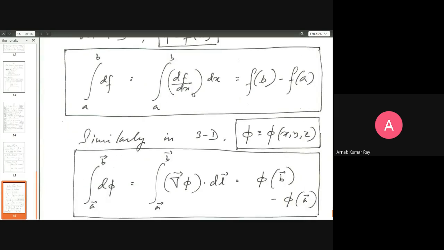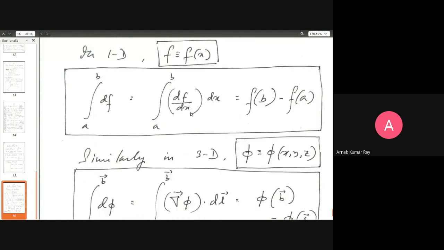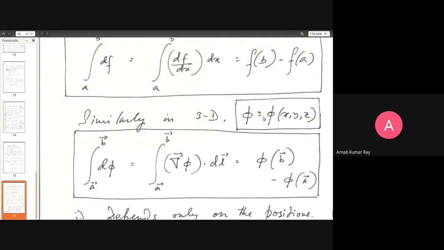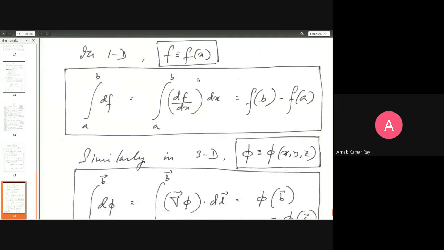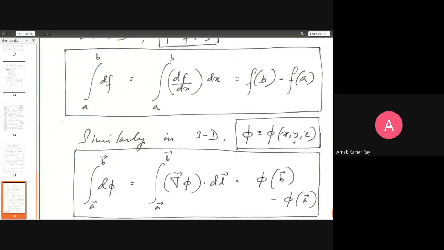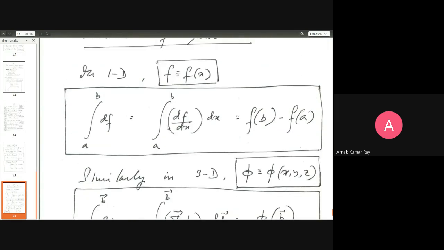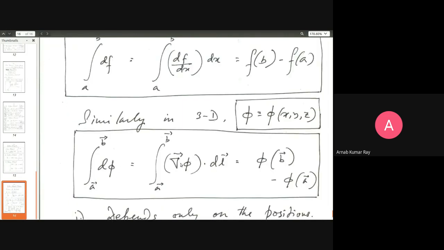If that is so, now what we will do, by the same principle, we apply it in 3 dimensions. In 3 dimensions, instead of f depending on x, we have a function phi depending on all three spatial coordinates x, y, z. So d phi, going from position A to position B. Note the vectors over there. What can we do with d phi? We have already discussed this thing, gradient of phi dot dl. Just like we have written df is equal to (df/dx) into dx, d phi I'm writing as the gradient of phi dot dl.